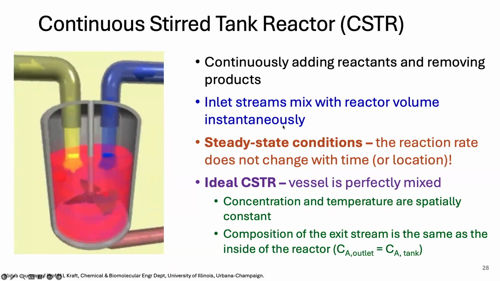The hallmark of a CSTR is that it operates under steady state conditions, which means that the reaction rate does not change with time. And we'll be assuming, typically in this course, that we have an ideal CSTR, meaning that the vessel is perfectly mixed. So those two together mean that concentration and temperature are also spatially constant. Another implication of the CSTR is that the composition in the exit stream leaving the reactor is the same as that inside the reactor. And if it's well mixed, it'd be the same at any point inside of the reactor.